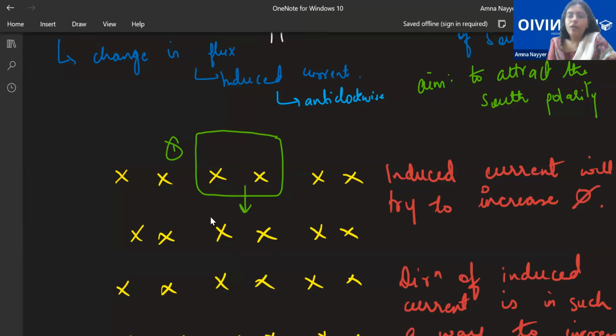Now tell me what will happen to the magnetic field. Will it increase or decrease? Magnetic field will increase. What will happen to the flux? Will it increase or decrease? Increase. Flux increases. So what is the aim of the induced current?